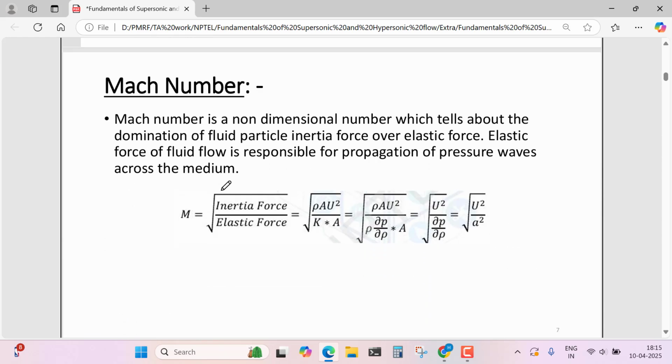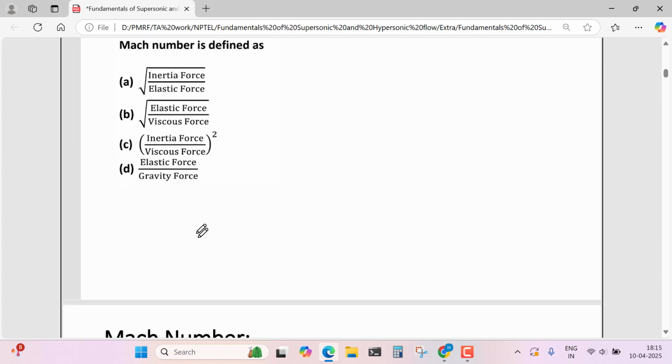Okay, we will see what is the Mach number. Mach number is a non-dimensional number which tells about the domination of fluid particle inertial force over the elastic force. The elastic force of fluid flow is responsible for propagation of pressure wave across the medium. So Mach number is given by inertial force upon elastic force. That was only asked in the problem, so it is inertial force upon elastic force, which is option A, the correct option.